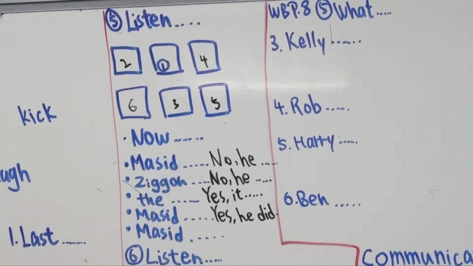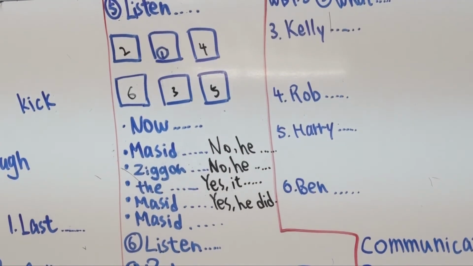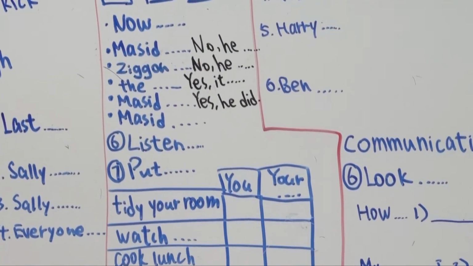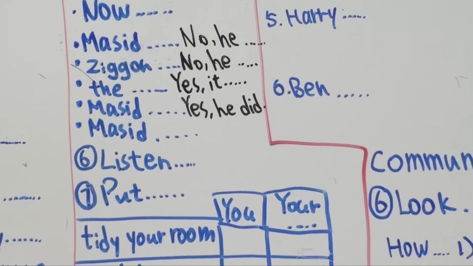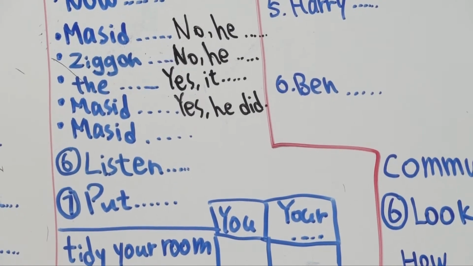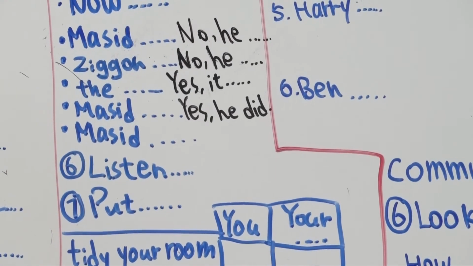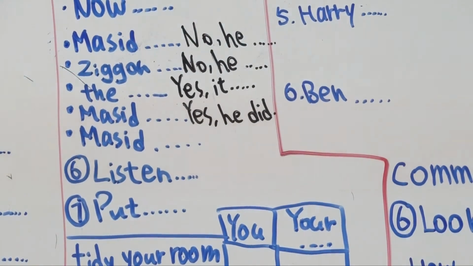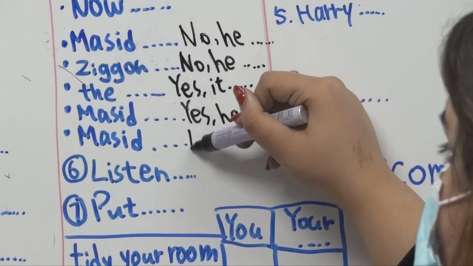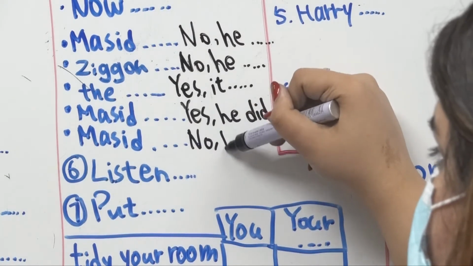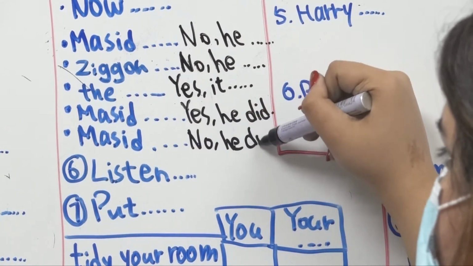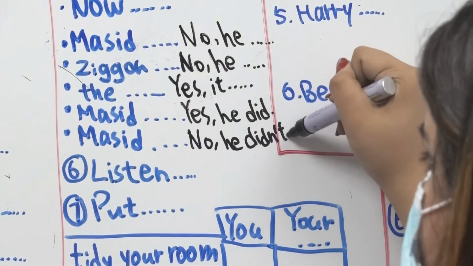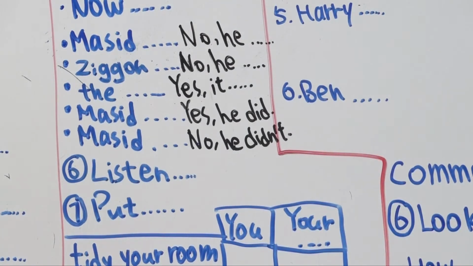Last one. Masid land in a bucket. So, did Masid land in a bucket? No, he didn't. Right? No, he didn't.